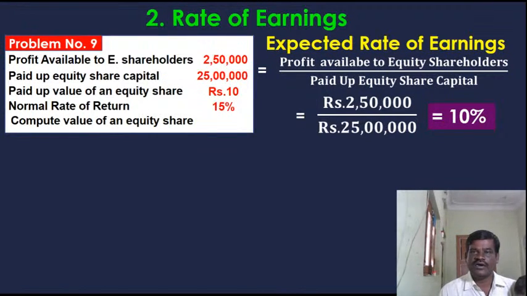What is the rate of earnings? It means 2,50,000 divided by rupees 25 lakh, into 100. What is the expected rate of earnings? 10%.